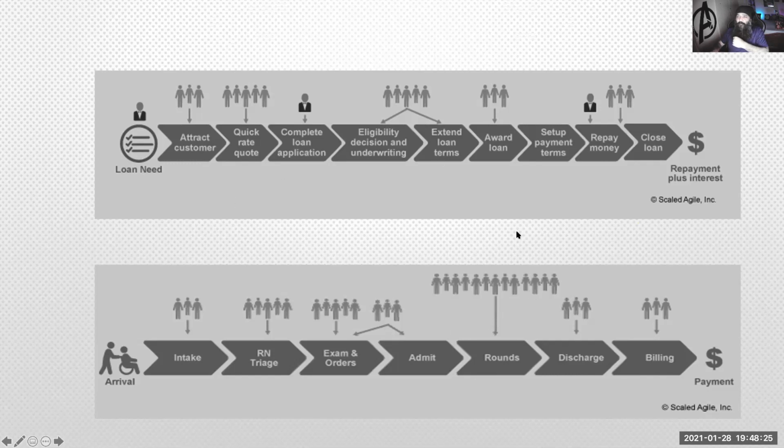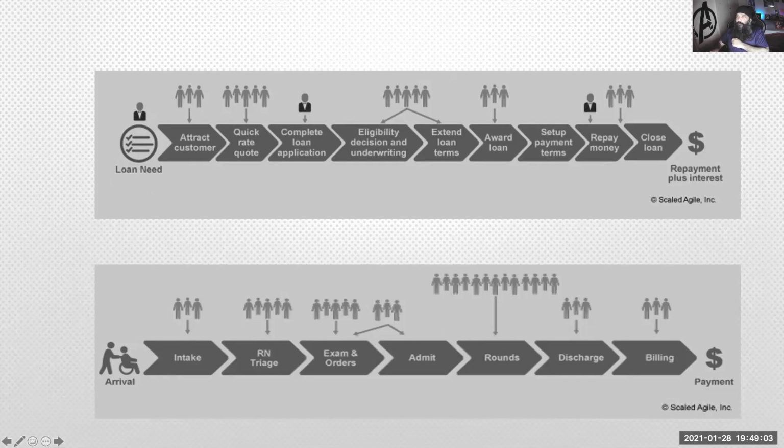So this is how we need to start looking at all the activities or steps that need to happen from the trigger. Here the trigger could be the need for a loan by a particular customer, and the value you're going to look at is the repayment plus interest. In healthcare, what is the trigger you're talking about? Somebody falling sick or meeting with an accident and coming to the hospital triggers the entire flow till he gets discharged and is able to go back, right? So this is how we start looking at our value streams.